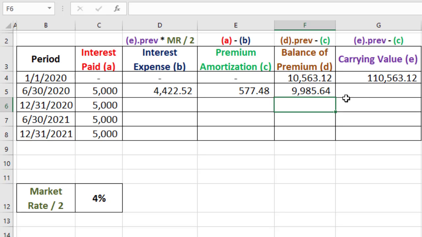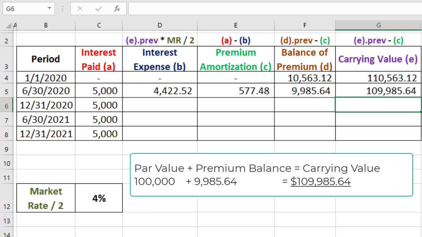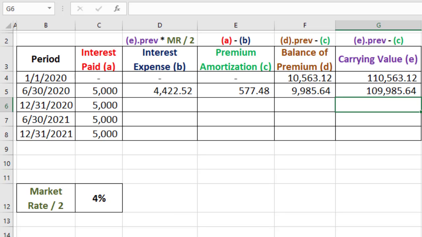$9,985.64. Next, for the carrying value, we can take E previous, meaning the previous value for the carrying value, and subtract column C, which is the premium amortization. Now there's one other way to find the carrying value, and that would be by taking the par value, which is $100,000, and adding the balance of the premium. So $100,000 plus $9,985.64 will also give us $109,985.64. And just note that if you had a discount, then you would find the carrying value by taking the previous balance and adding column C, which would be discount amortization in that case.